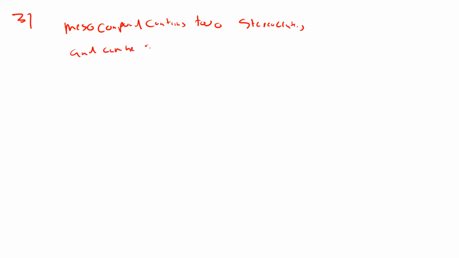And question 31, this is our last question. We have 4 representations of 2,3-dichlorobutane. It says, which structures are meso? A meso compound contains 2 stereocenters and can be superimposed on its mirror image. So that's the definition. So let's see.